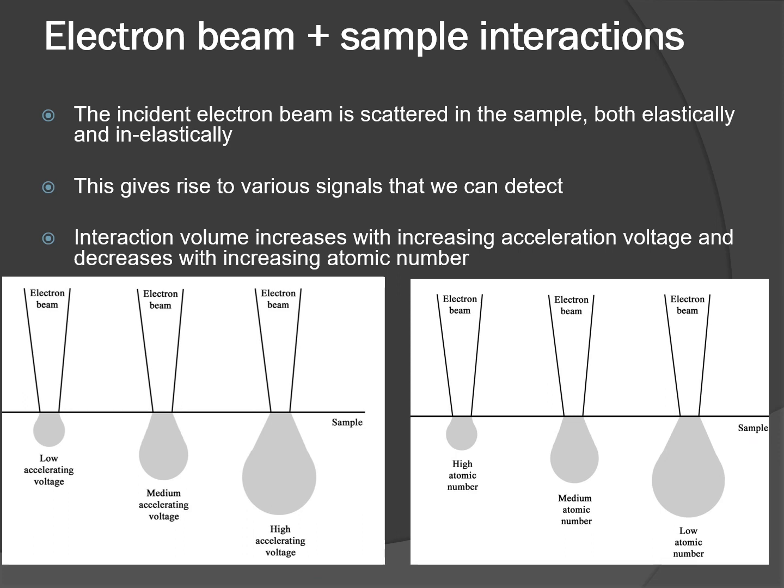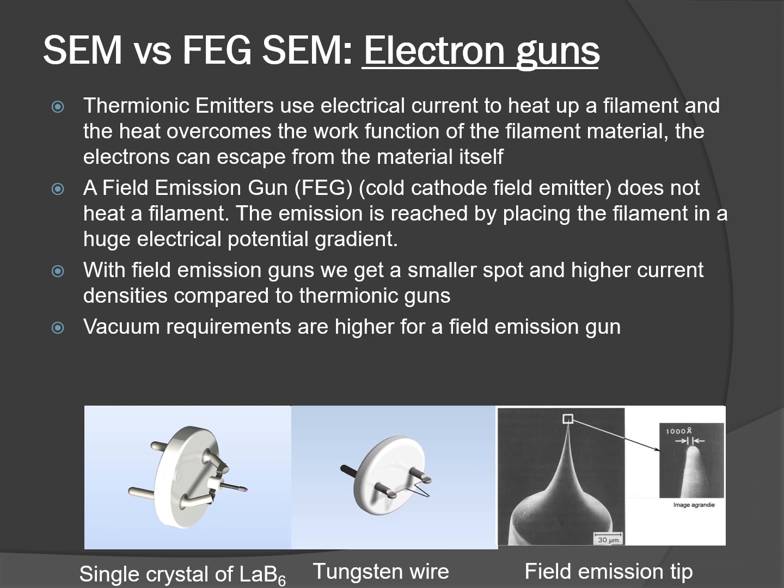Interaction volume increases with increasing accelerating voltage and decreases with increasing atomic number. If we compare a scanning electron microscope with a SEM, we get the different types of electron guns. Firstly, thermionic emitters use electrical current to heat up a filament, and the heat overcomes the work function of the filament material. The electrons can escape from the material itself.